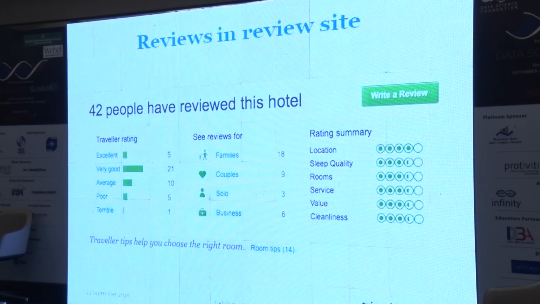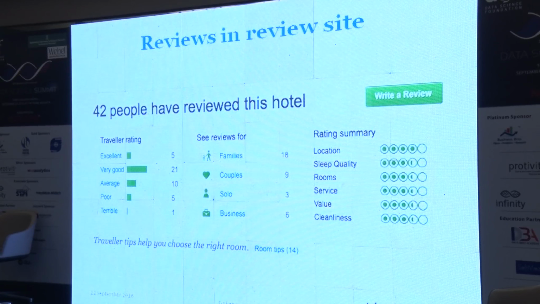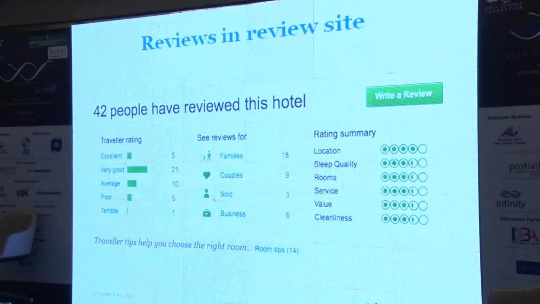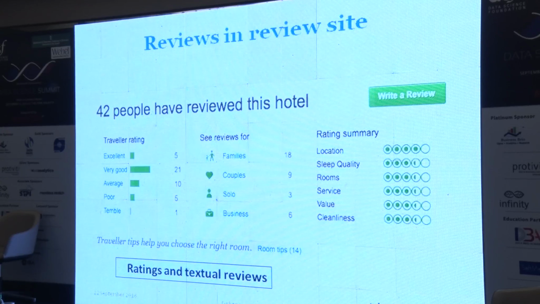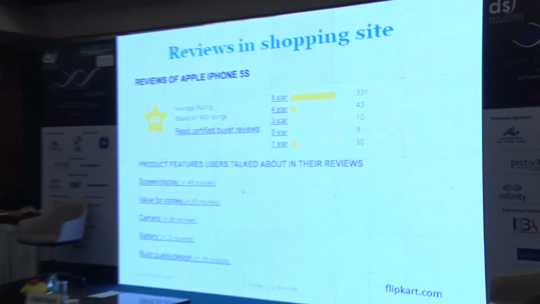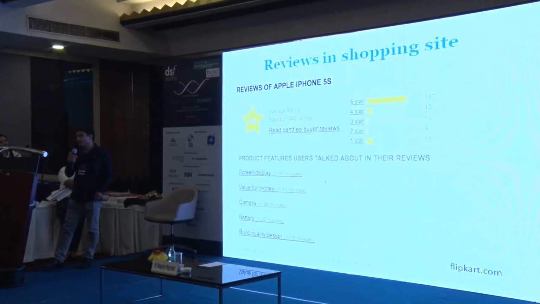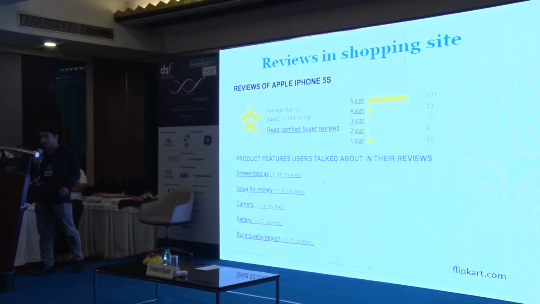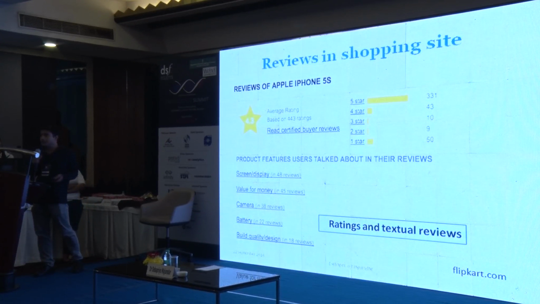This is from TripAdvisor. It's a review about a hotel. 42 people have reviewed this, so it's actually far more broken down. There is a lot of structure in this. Not only the ratings, but the ratings about different attributes, and you have the chance of writing a textual review also. Here also, it's very good data. You have ratings and textual reviews. This is from Flipkart.com, reviews of Apple iPhone 5S, a long time back. Again, you have some rating and textual reviews. You can have 22 reviews about battery, 38 reviews about camera, and so on. So you have all that.